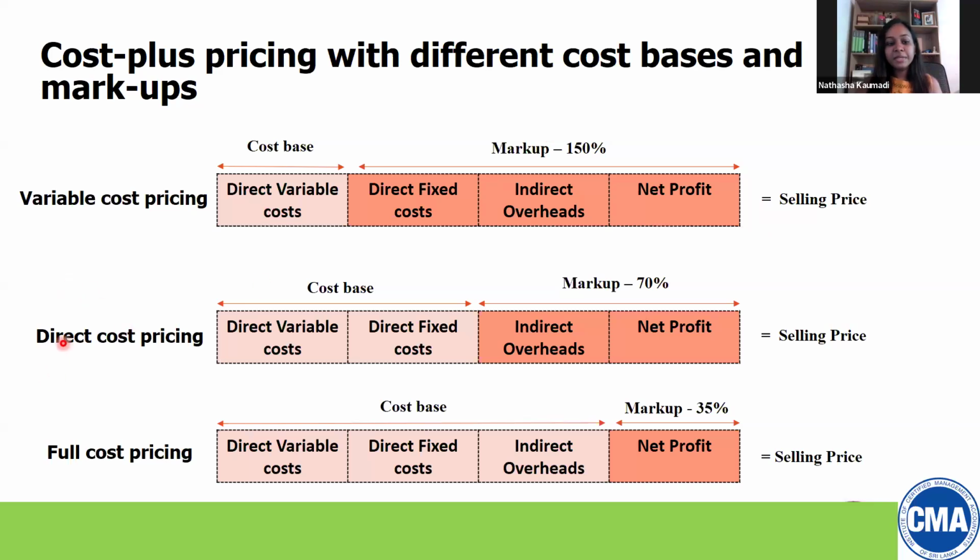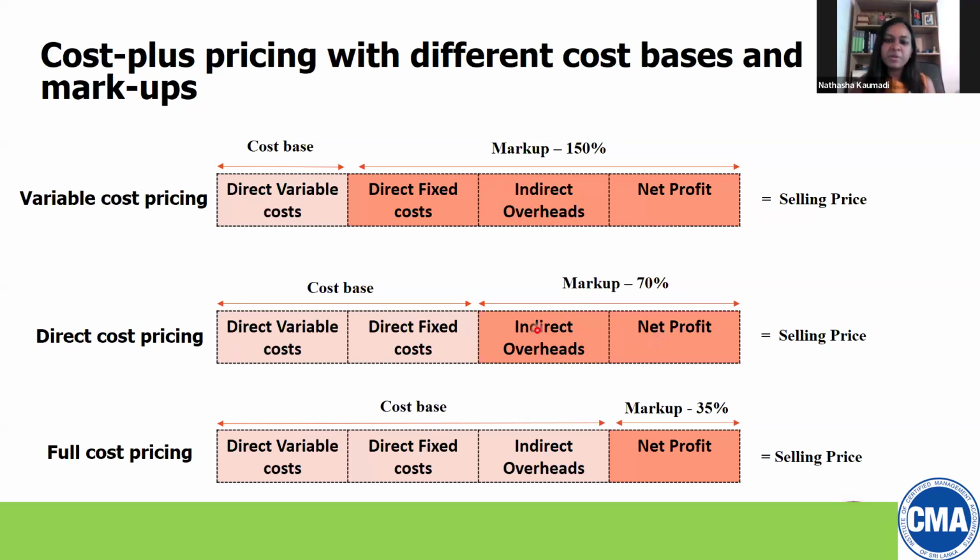Look at the second one. It is now direct cost pricing. Now you know the direct variable cost, and it is possible to get the direct fixed cost as well. That is your cost base. And then you need to add a markup to cover only two components: indirect overheads and the net profit.